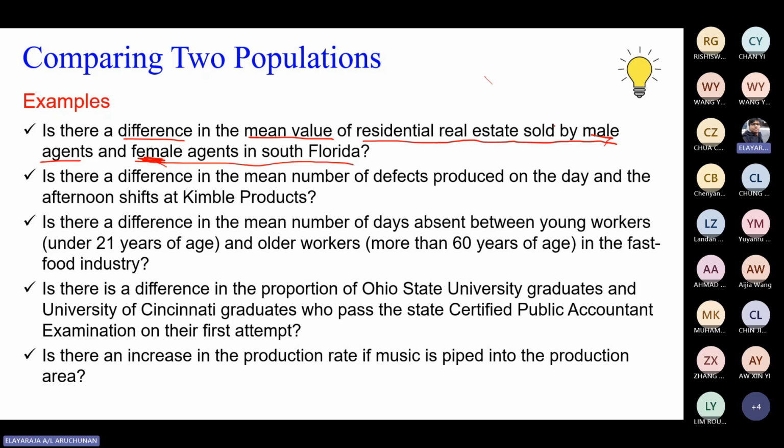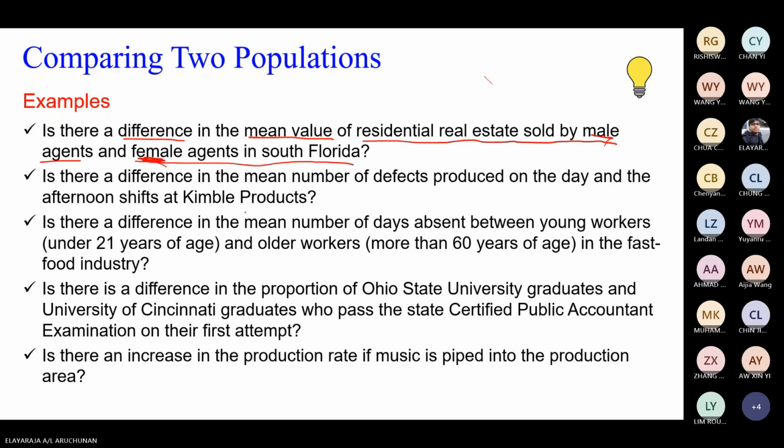Okay, so the keywords in order to analyze that or develop the hypothesis, you need to know: is there a difference between the mean value of residential real estate sold by a male agent and a female agent in South Florida? So that is a hypothesis statement.